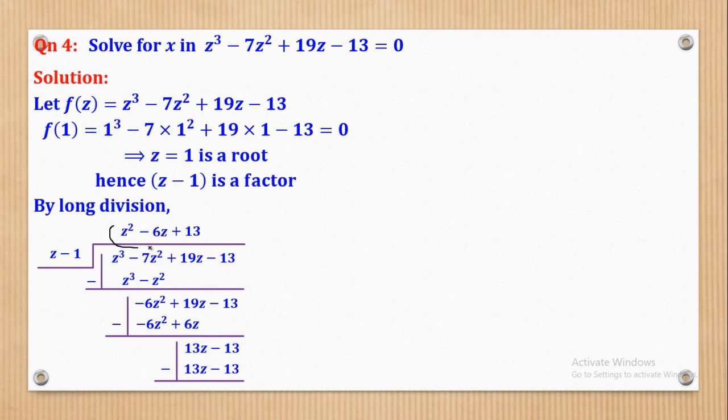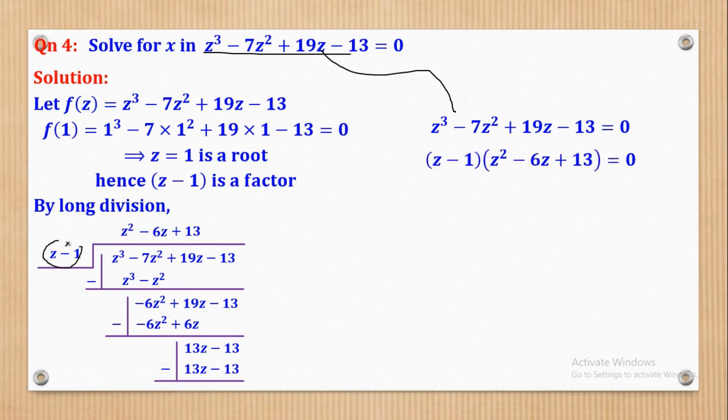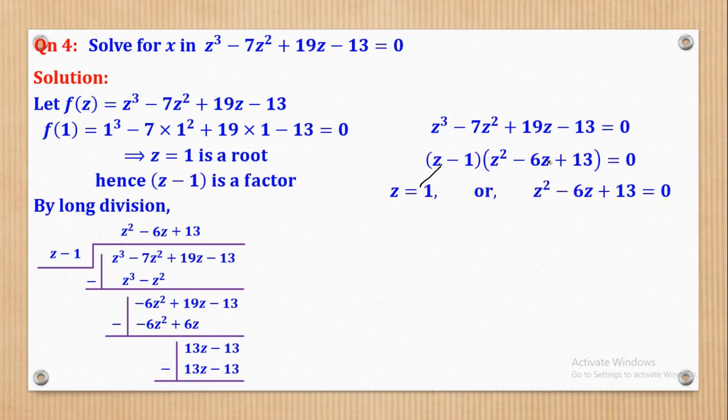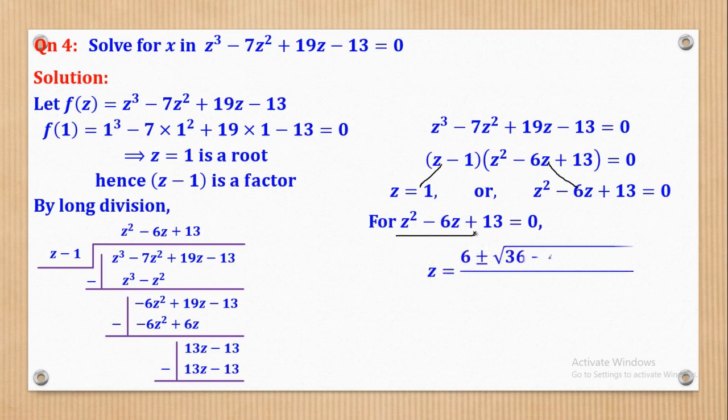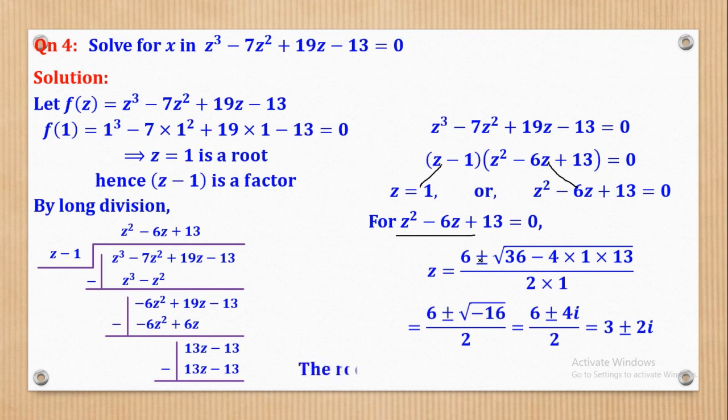Therefore this is a factor. Writing this here, it is the same as writing this factor by this quotient. So either this is equal to 0 to give z equal to 1, or this is equal to that. For this quadratic we need the roots, so we shall isolate it out and then use the bulldozer method to come up with the roots. Therefore, we shall conclude that the roots are this, this and that.